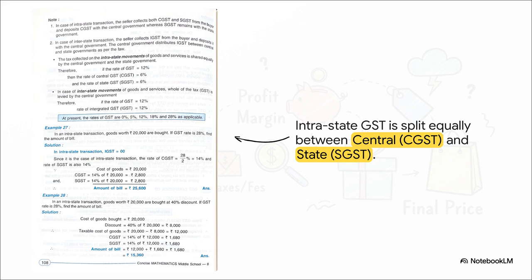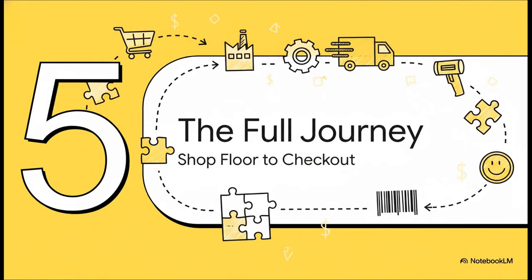So let's think about the most common situation. You're just buying something from a local store. If the GST rate is, let's say, 12%, it's not actually one 12% tax. It's really 6% that goes to the central government and another 6% that goes to the state government. The store just bundles it all up for you so you only see one final tax number. Okay, that was a lot, but we have all the pieces of the puzzle now.